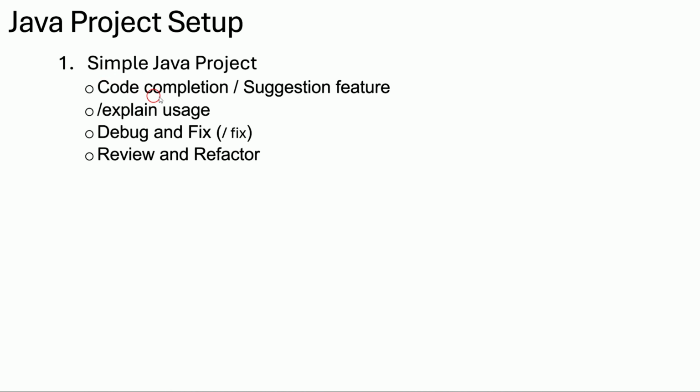So we have seen the code completion and suggestion feature, the code suggestion and auto completion, whatever we call it. And we are going to look at explain uses. So what is slash explain? We'll see that. So just go to your Visual Studio Code.